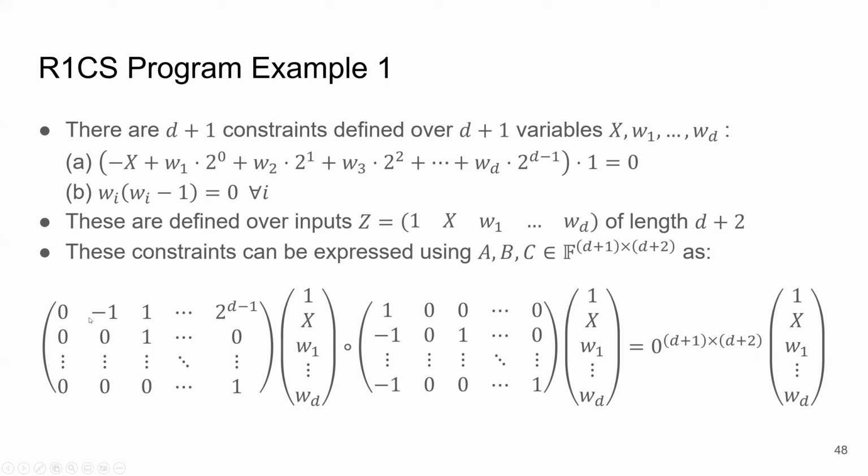So if we were to do A times Z, element-wise multiplication with B times Z, and check if it is equal to C times Z, this is what that big old equation would look like. This is our matrix A, this is Z, this is our matrix B, that's Z, this is our matrix C, which is just zeros, and that is Z again. And this equation, which now you can see is sort of just like linear algebra for a set of constraints, this equation will be true only if X is between 0 and 2 to the D.